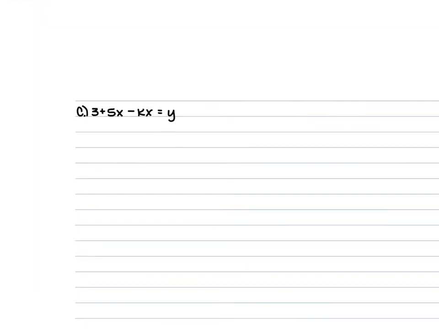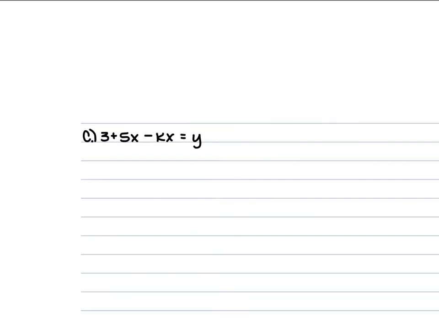For C, we're given 3 plus 5x minus kx is equal to y. So again, we're solving for x. So we're going to start by moving this 3 over, we can subtract it from each side. This gives us 5x minus kx is equal to y minus 3.